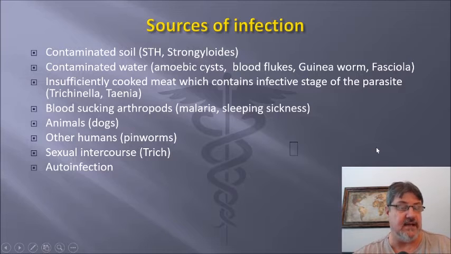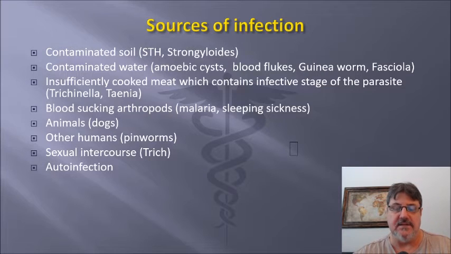Sources of infection: contaminated soil. That's a common one for the soil-transmitted helminths: Ascaris, Trichuris, hookworm, Strongyloides, and others. Contaminated water: amoebic cysts, blood flukes like the schistosomes, guinea worm, Fasciola. Insufficiently cooked meat, which contains the infective stage of the parasite. A couple of good examples here are Trichinella, undercooked pork; Taenia solium, undercooked pork; Taenia saginata, undercooked beef.